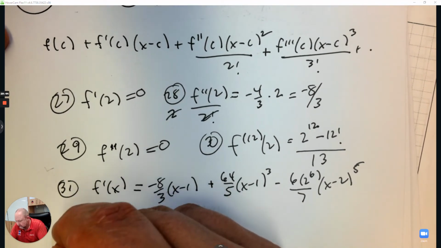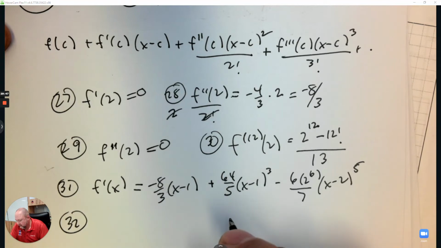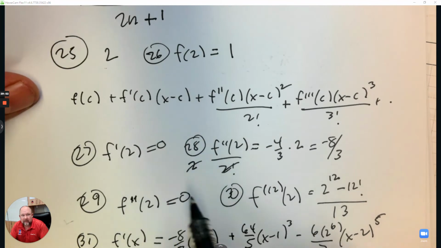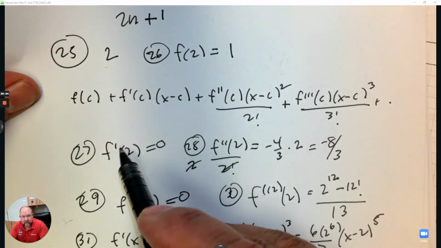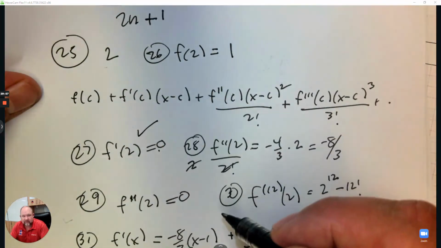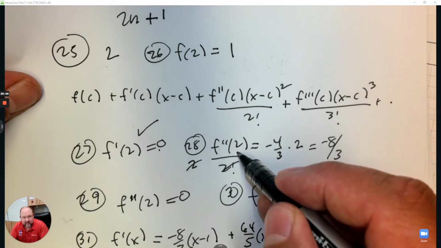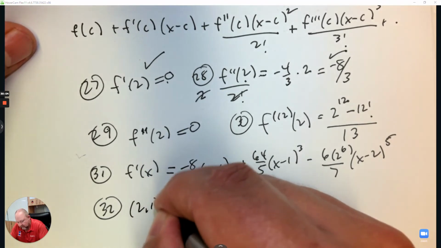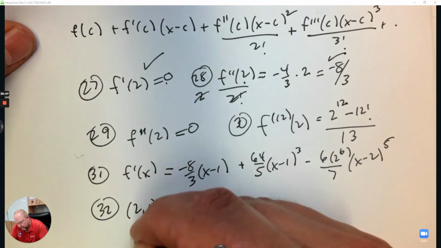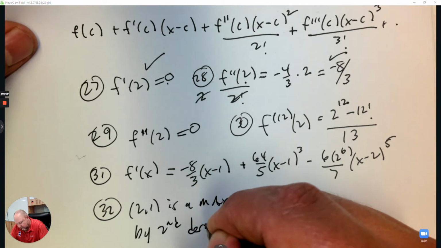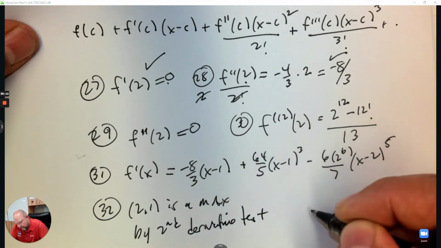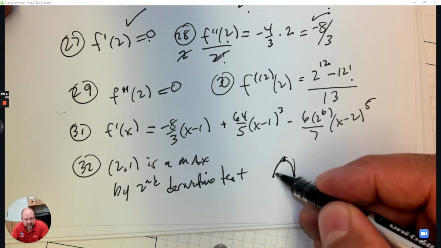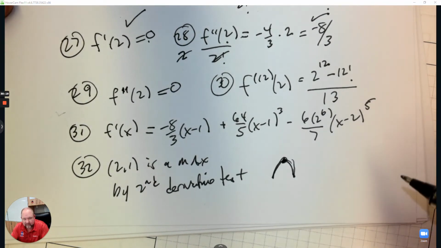Then 32, is the point 2, 1 a local minimum, a maximum, or neither? So we have the point 2, 1. The first derivative at 2 is 0, so that's good. That could be a turning point. And the second derivative is negative. So that means 2, 1 is a maximum. So concavity. So we know it's a turning point and it's negative. So the negative concavity means it's a turning point and it's a maximum.